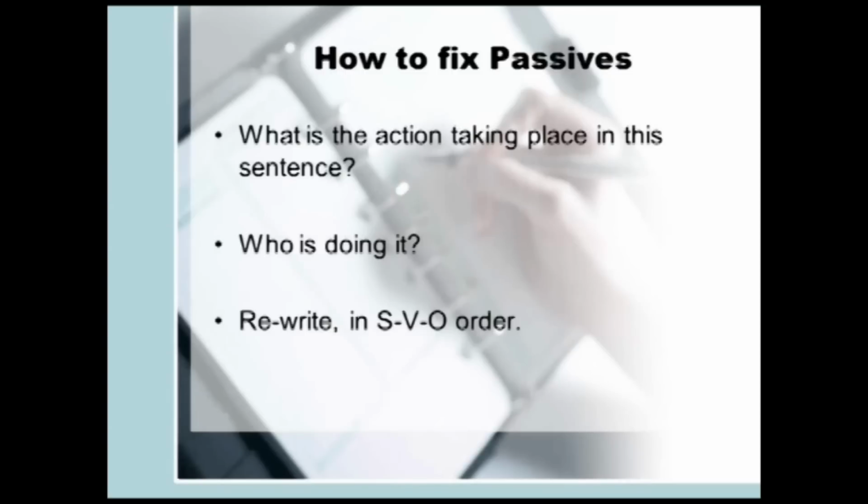Number two, ask who is doing that action. If the agent's there but is not the subject, you can move it around. If the agent's missing, you can insert the agent in there. And then number three, you rewrite the sentence, usually in a more traditional English syntax, which is subject, verb, object order. So let's look at that example again.